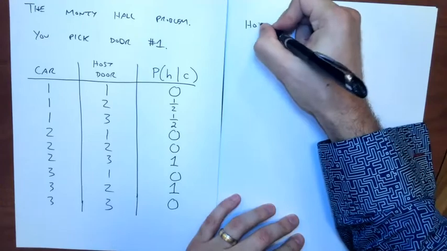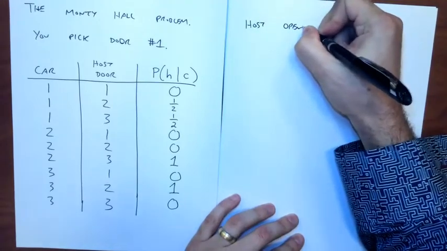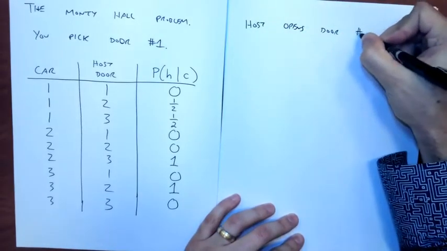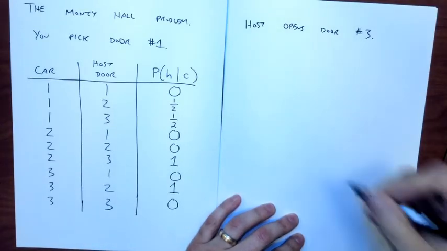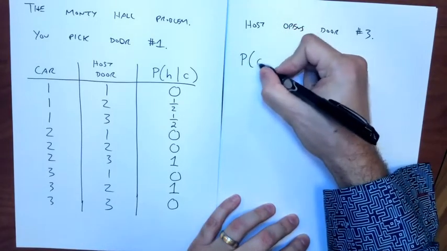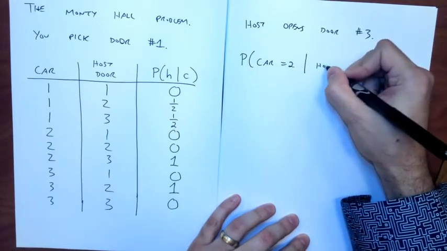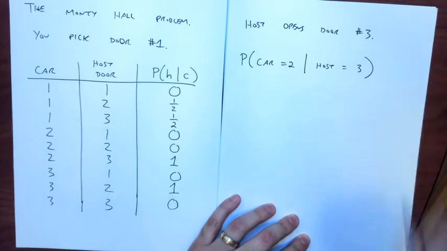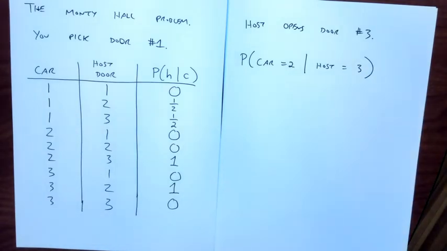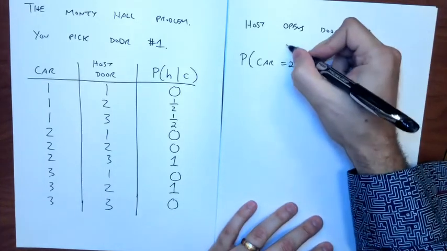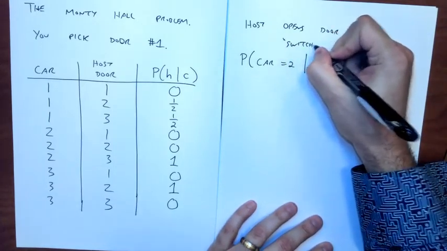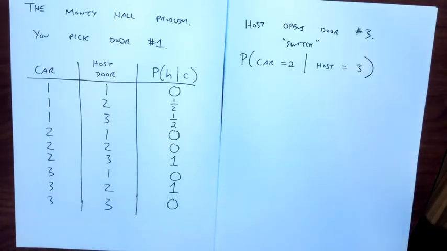And so now, let's use the world of conditional probability. I pick door number 1, the host opens door number 3. So what's the probability that the car is behind door number 2 given that the host opened door number 3? This is basically the equivalent of switching. I picked door number 1. What's the probability that I chose incorrectly and that the car is actually in the other door?